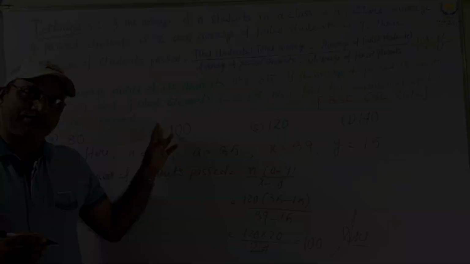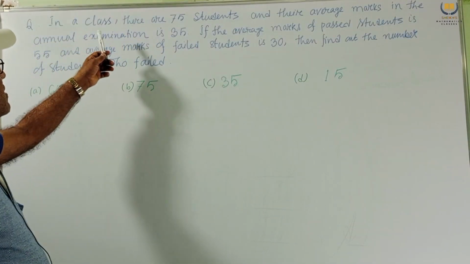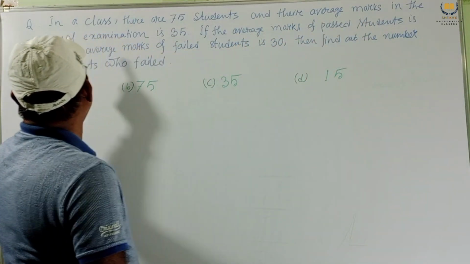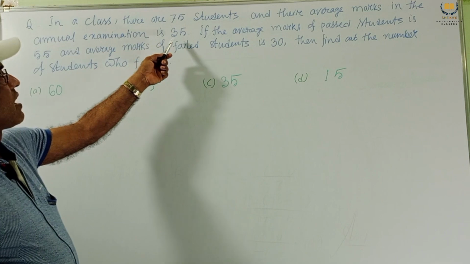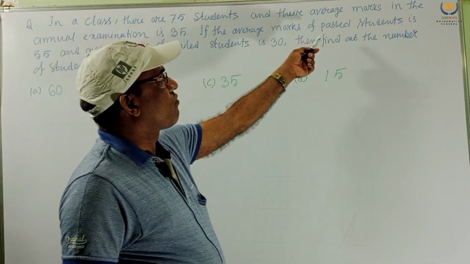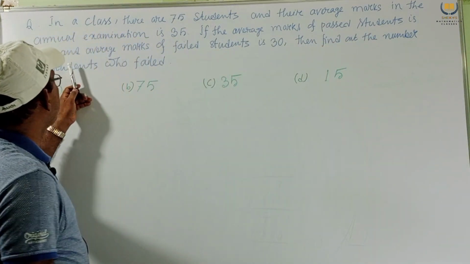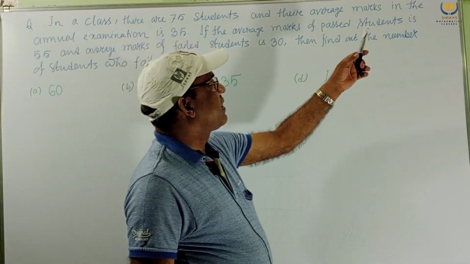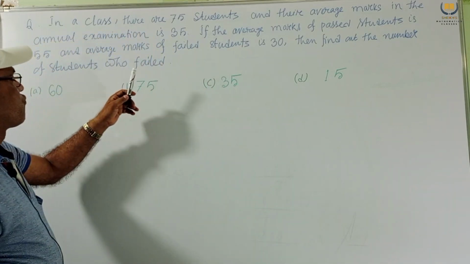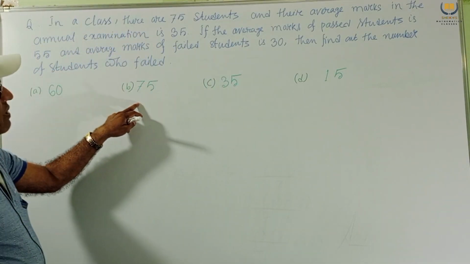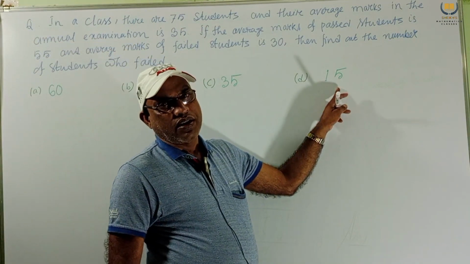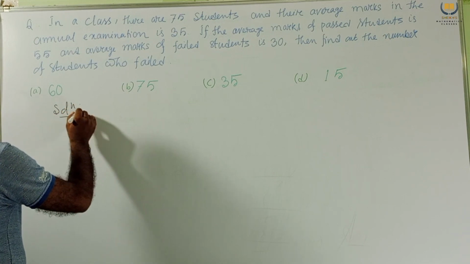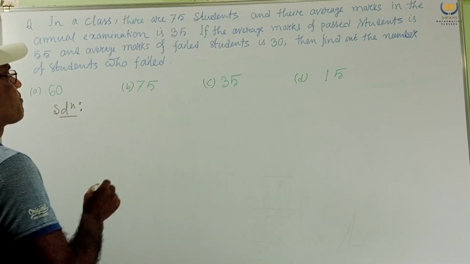Very nice solution. Consider another problem. In a class there are 75 students and their average marks in the annual examination is 35. If the average marks of passed students is 55 and the average marks of failed students is 30, then find the number of students who failed. The options are 60, 75, 35, 15. Now the solution: we have to find this by using technique 5.